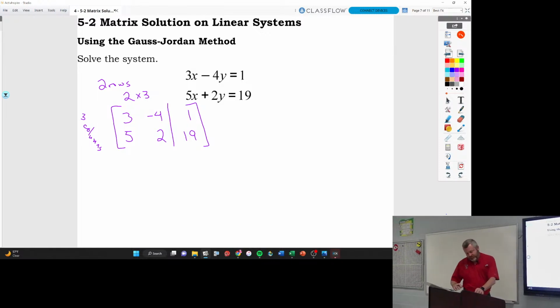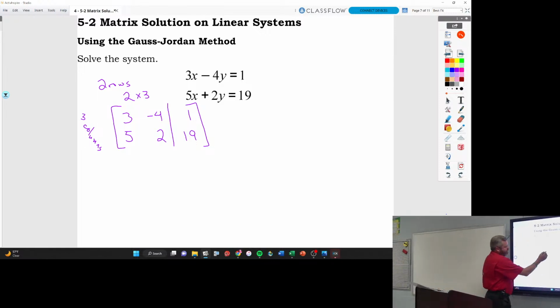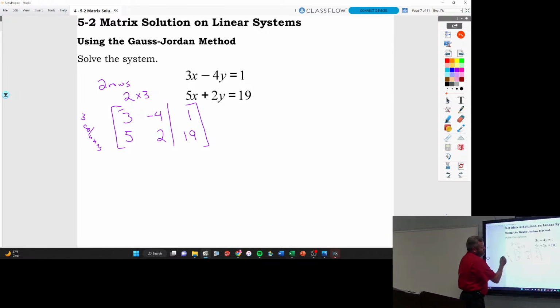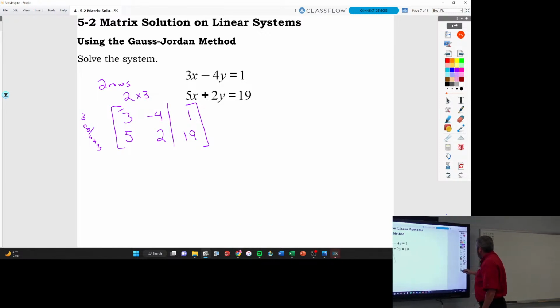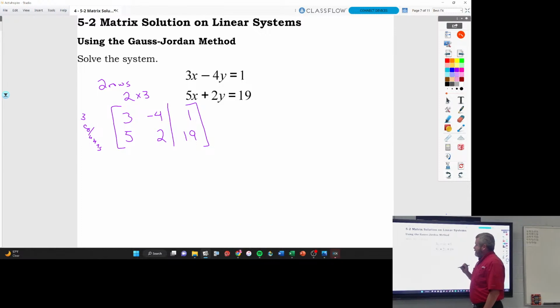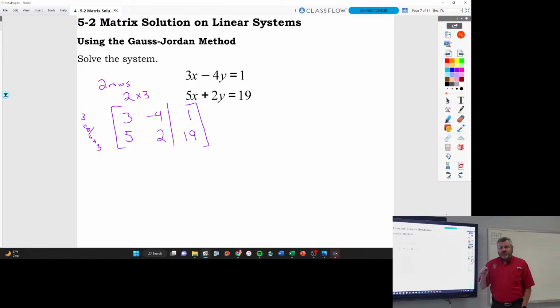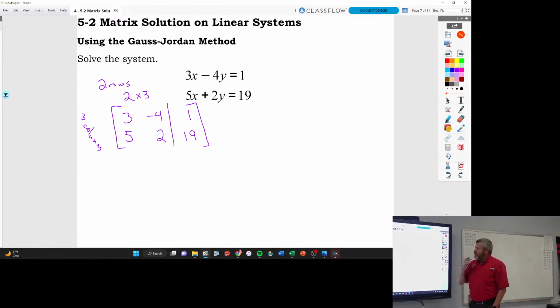So to solve this, I want to make that 3 turn into a 1. Well, how can we do that? Or I can make the 5 a 1. So again, it doesn't matter which one you do. You just have to make a 1 in that first column. And if we have to do a row swap because we choose the second column, that's fine.